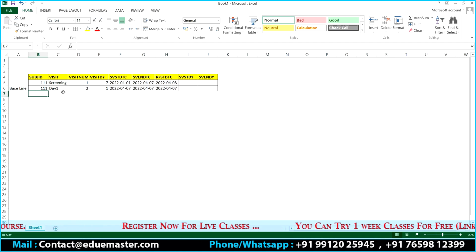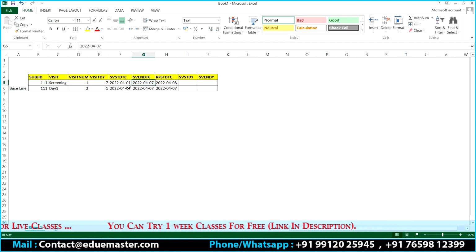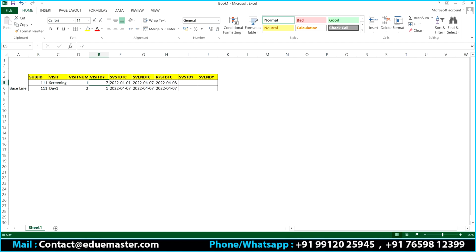From the baseline, when the screening happening, I can say that the screening happened 7 days prior to this, because the treatment start date is 7th April, but the subject came for the screening on 1st April. So the screening happened 7 days prior. So my visit day is equal to -7. Is that clear? Can I have a quick confirmation from everyone? Is that clear? Maybe I can give you one more row here.